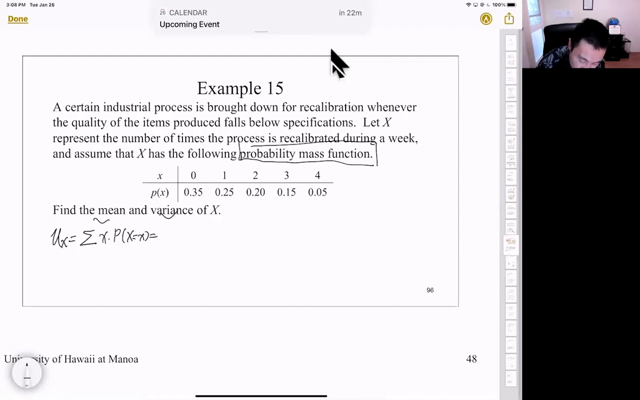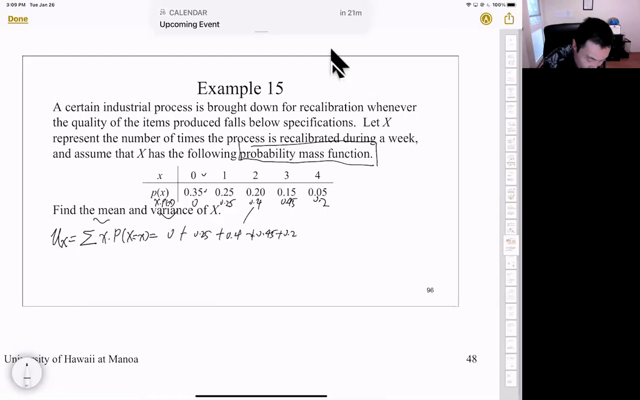So x times p of x will be here. Let's say 0 times 0.35, 0. 1 times 0.25, 0.25. This is 0.4, 0.45, 0.2. Then that will be 0 plus 0.25, 0.4, 0.45, 0.2. So that is equal to 1.3. So that's the mean value. Very, very straightforward.